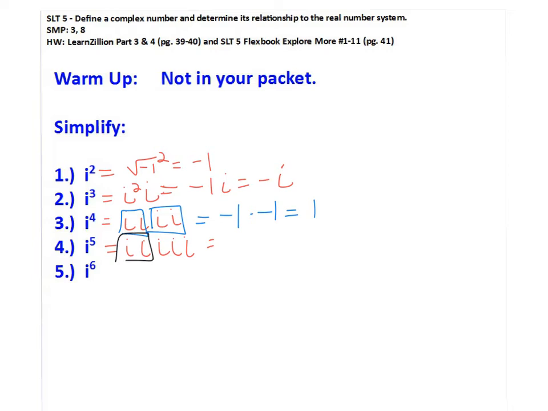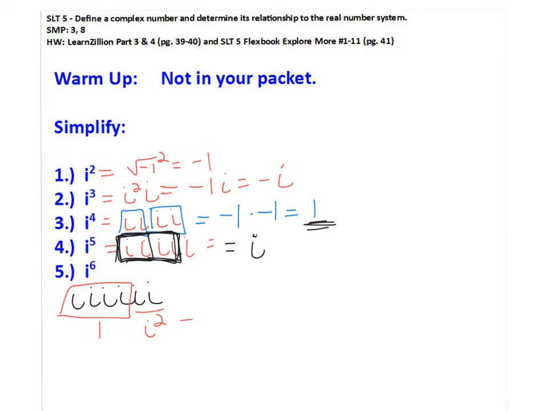i squared, or even better, since i to the fourth is 1, i to the fourth here is 1 times i. So then i to the sixth, 1, 2, 3, 4, 5, 6. i to the fourth is 1. Then I'm left with i squared, so that's -1.